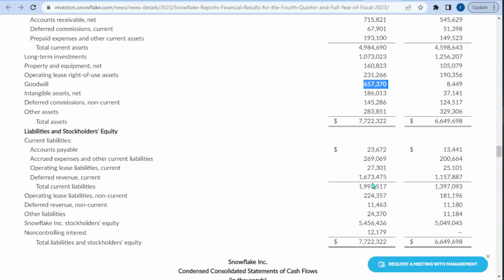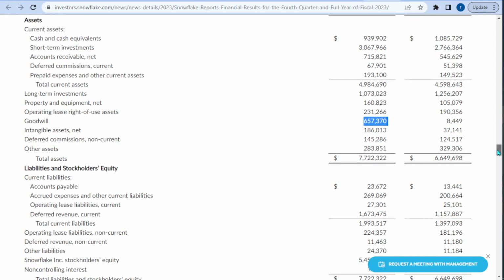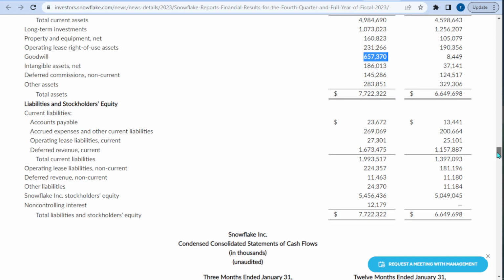So if we're looking at the total current liabilities to total current assets, the ratio, it's a pretty good ratio. I mean, it's more than 2 times assets versus actual current liabilities. So that's a good sign right there. It means that they're not necessarily in any danger of any bankruptcies or anything like that, because they could pay off their short-term obligations. So let's just scroll down a little bit more.